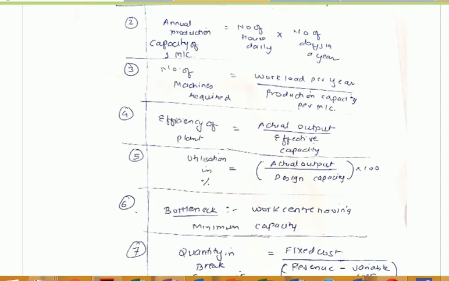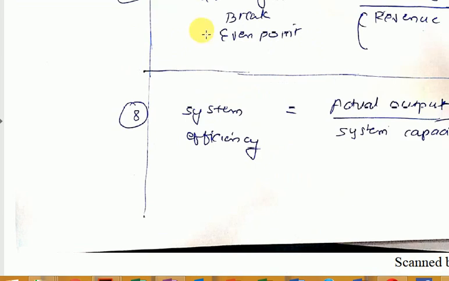Now coming to formula number 7, quantity break even. In simple terms, this formula we have used in marginal costing also, but I am repeating it here. It is nothing but fixed cost divided by revenue per unit minus variable cost per unit. This is the formula I wanted to explain to you.